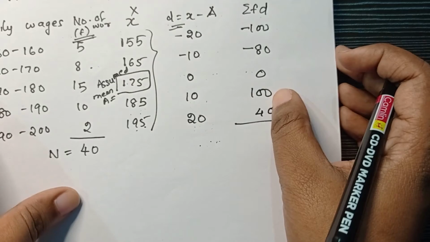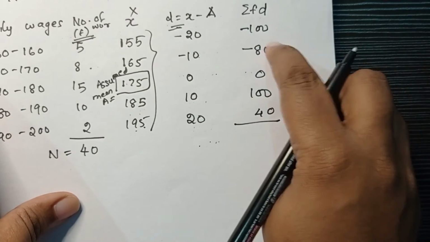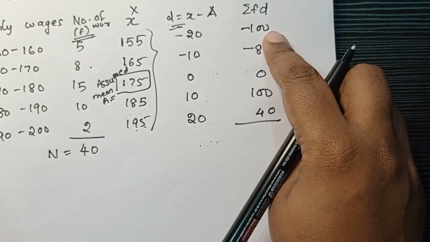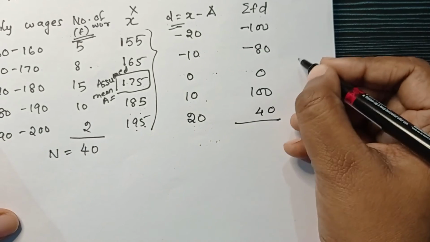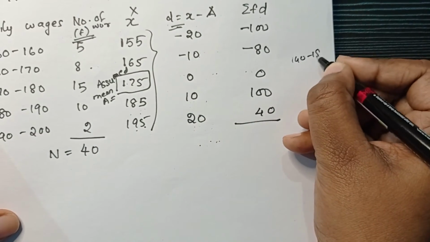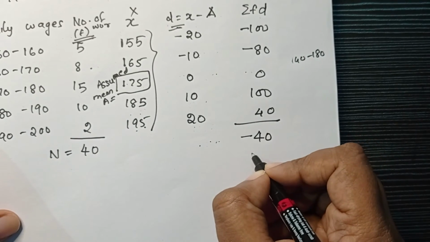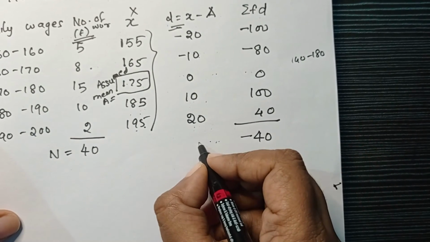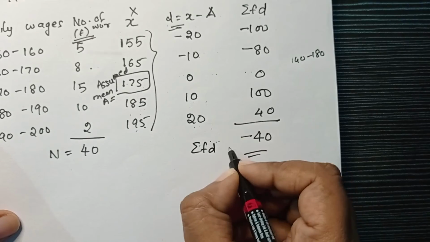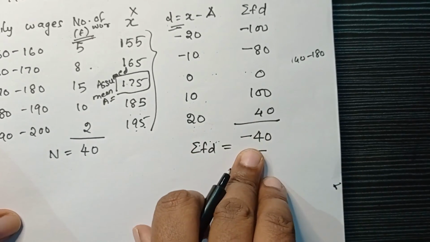Now we can add all these things. 140 minus 180, so that will give you minus 40. That is the negative value, but don't worry about it. So this is summation of fd equal to minus 40.